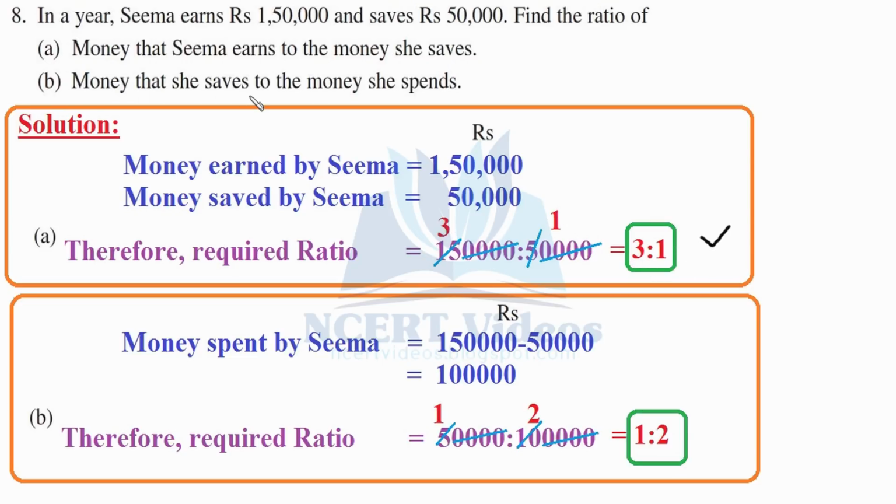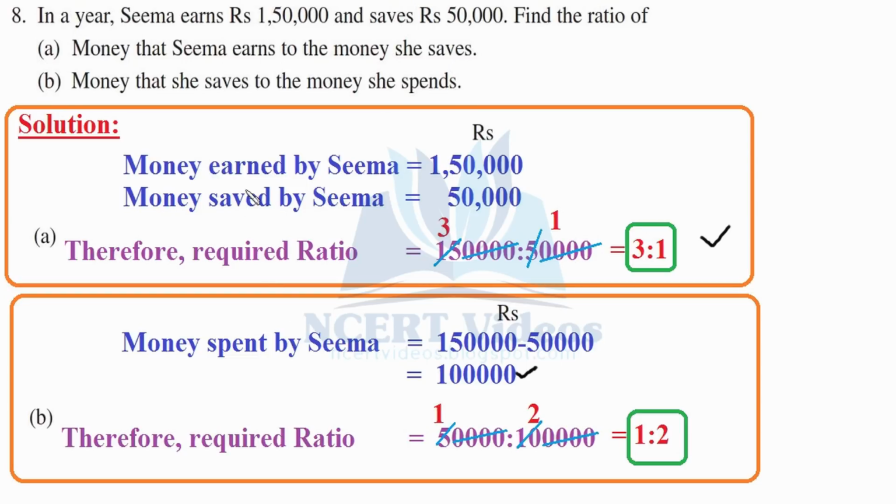Now the money that she saves to the money she spends. We don't know how much she spends, but we can calculate it. If she earns this much and she saves this much, if we subtract the values, we get how much she spends. So we subtract both the values, that is 1.5 lakh minus 50,000, we get 1 lakh. So she spends 1 lakh rupees, and now we can find the required ratio.